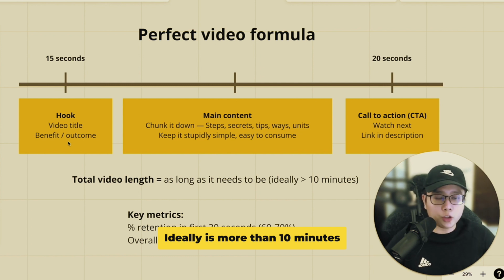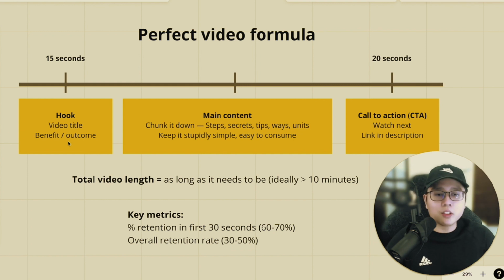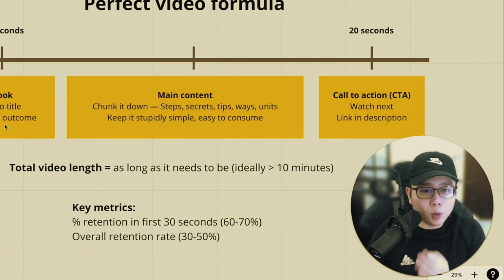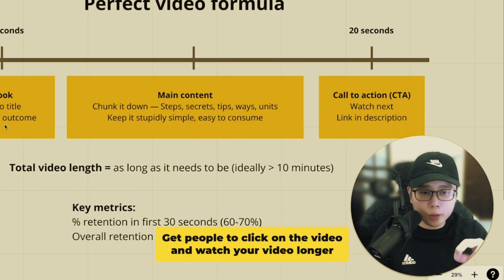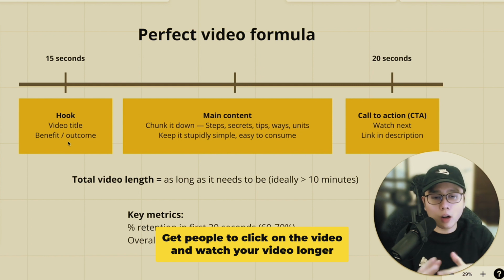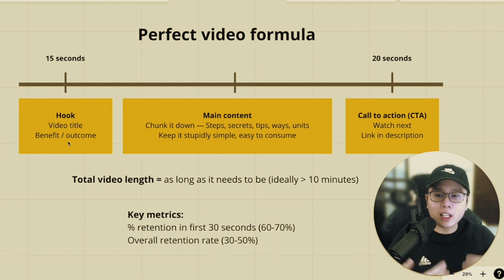So ideally, you're gonna shoot for more than 10 minutes, because when you're making longer videos, you can rack up more watch time, right? And the number one metric right now is watch time. YouTube wants people to watch longer videos, watch more videos, spend more time on YouTube. So your number one job is to get people to click on the videos and watch your video longer. So ideally, the longer videos that you create, the more watch time you can accumulate. So the key metric here is the total watch time.